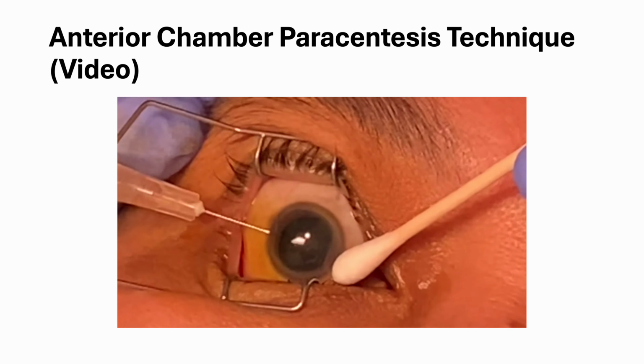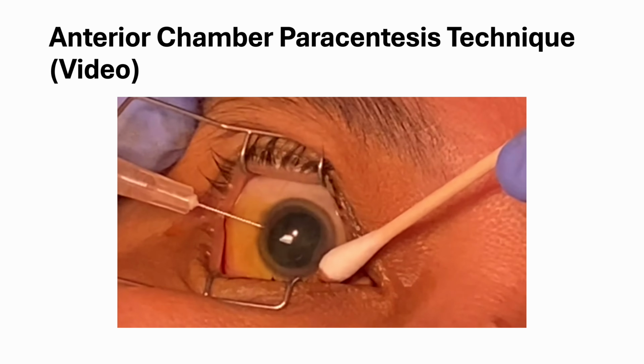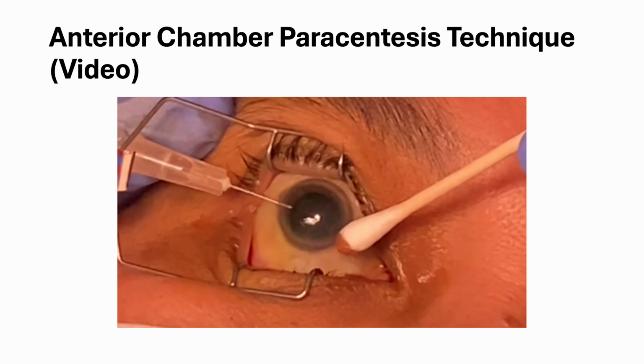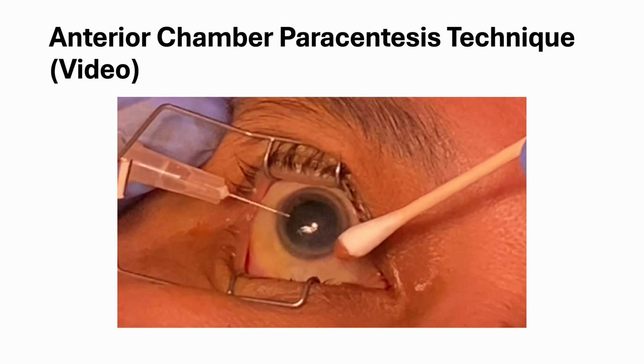Using a bevel-up 30-gauge needle on a 1 cc syringe and a cotton tip for countertraction, the anterior chamber is entered temporally, parallel to the iris plane. In phakic patients, risk of inadvertent lens touch is reduced with a non-dilated pupil and an entry point in the superior or inferior limbus. The 9 o'clock position was used for this pseudophakic patient.